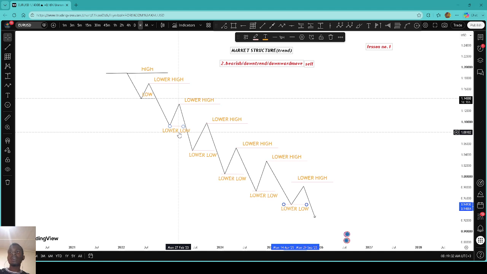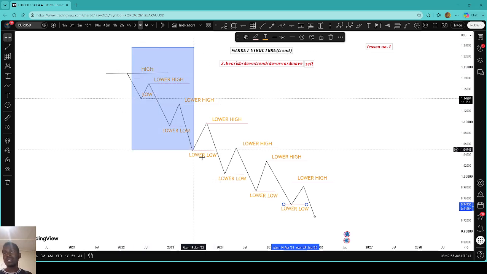creating lows, lower high, lower low, lower high, in that manner, just know we are looking for sales in that market. When you see it doing the opposite, now you start looking for buys in the market. Are we together? So let's clear this.